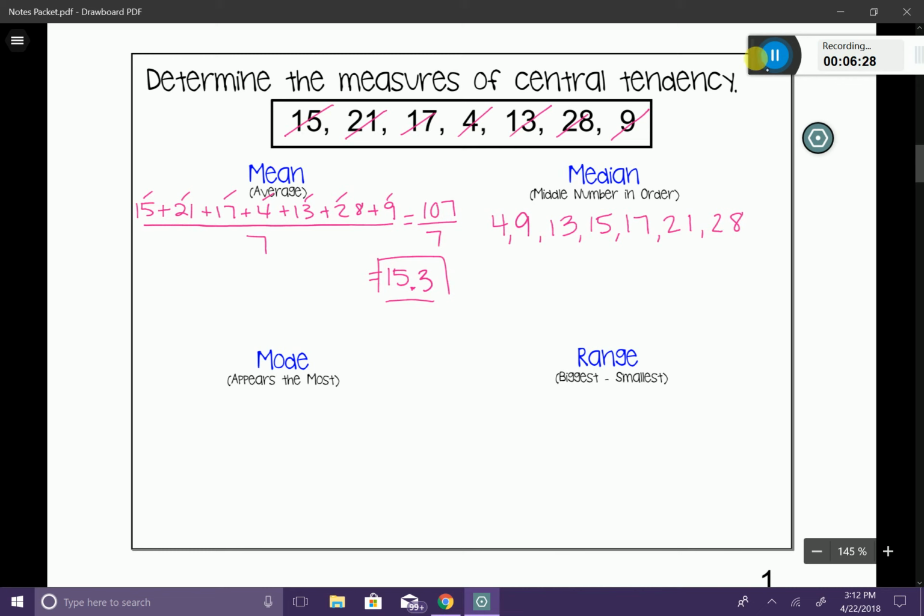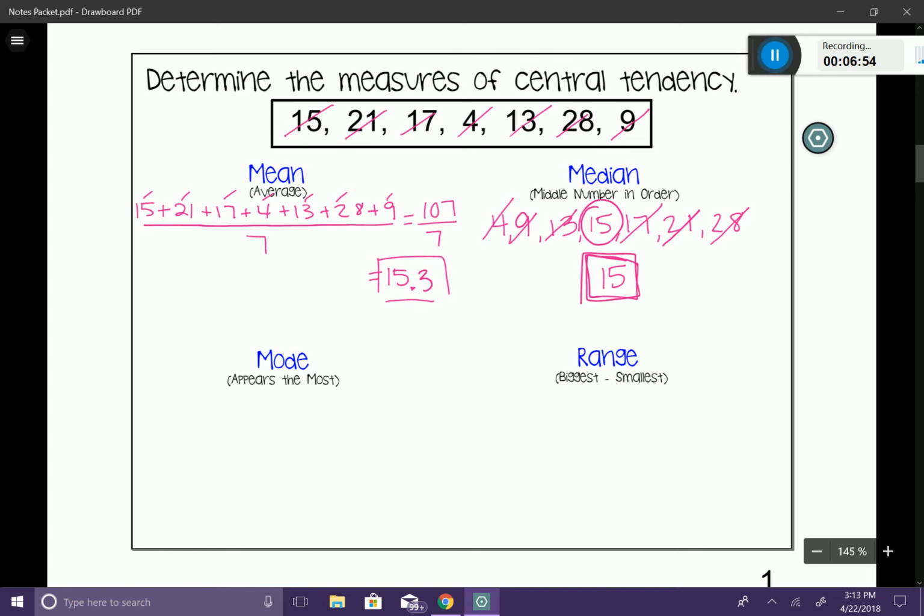All right, now that they're in order from least to greatest, let's go ahead and cancel them off from side to side. So I'm going to cancel out the 4 and the 28, the 9 and the 21, the 13 and the 17, and our middle number is going to be 15, and therefore 15 is going to be our median number. You can see that in this example, we didn't have to find the average of the middle two numbers. So sometimes if you have an odd amount of numbers, this is the situation that you will find. You will find yourself circling that center number.